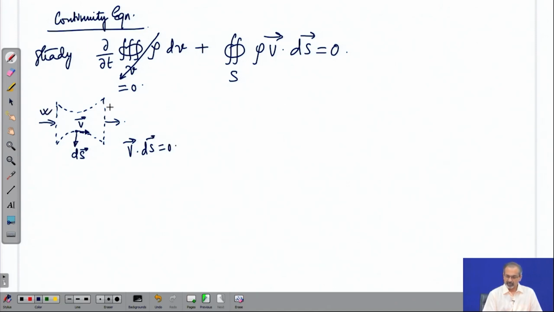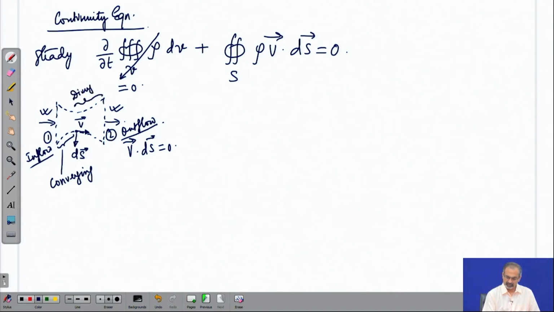However, the dot products would not yield zeros here. So, let us perform the dot products at the two planes, let us say 1 and 2, which we can call as inflow and outflow of that converging diverging duct. So, we say that this portion is the converging one and this portion is the diverging one. So, in the converging part, the area is reducing as you move along the length of the duct. In the diverging part, the area is increasing as you move along the duct.